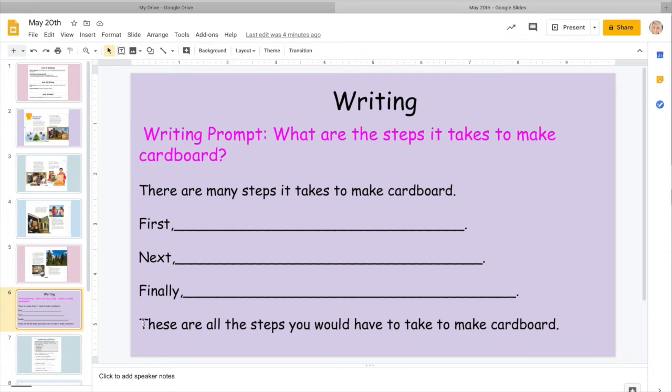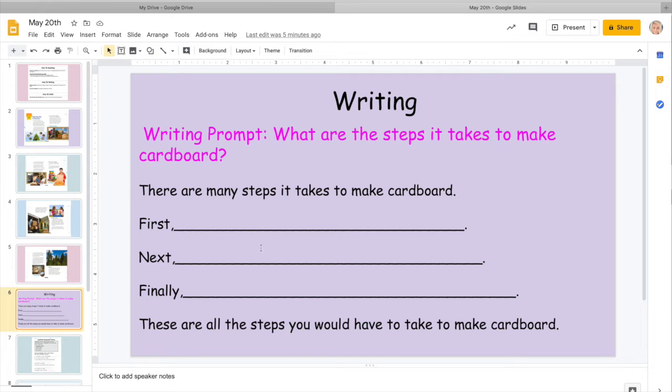And remember, whenever we're writing that conclusion, we're basically restating that topic sentence, that initial sentence there, using different words. And as you can see here, our initial sentence was, there are many steps it takes to make cardboard. Then you're going to list those steps. I just gave 3. If there are more than 3, you can add some more transitional phrases in there with some additional sentences. And then our conclusion is, these are all the steps you would have to take to make cardboard. As you can see, I used a lot of the same words. I just changed it up a little bit for our conclusion.